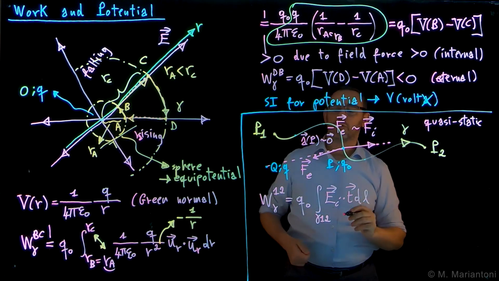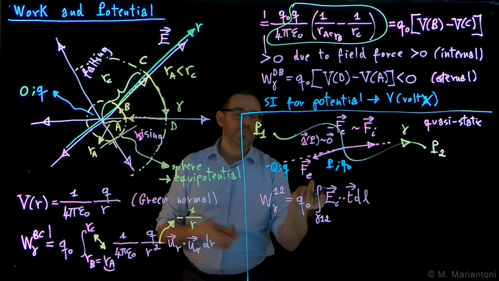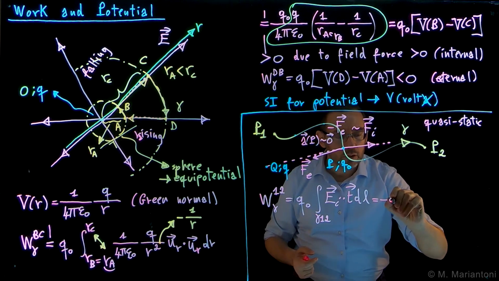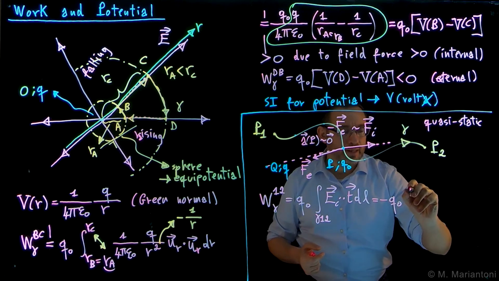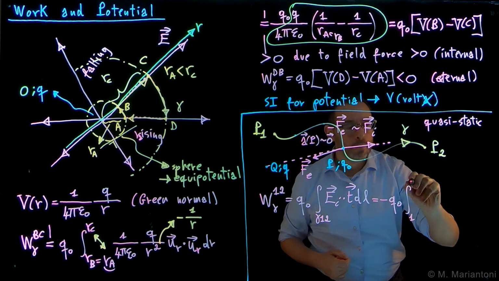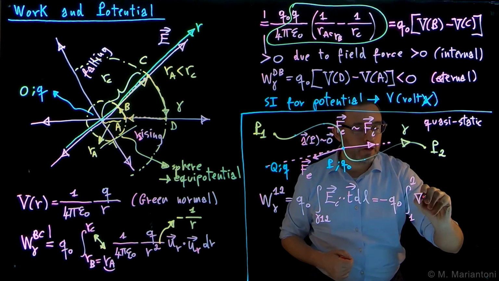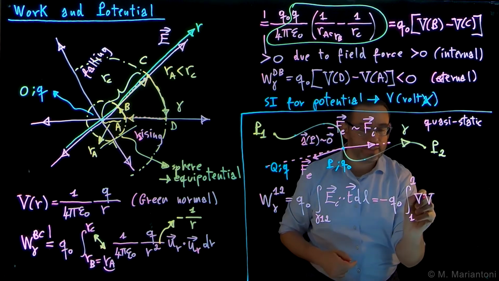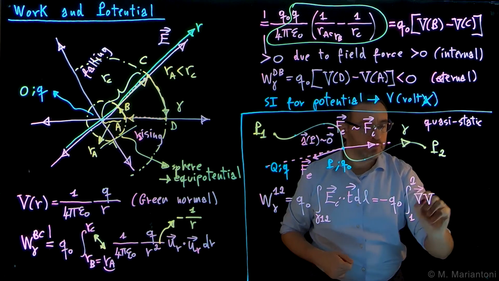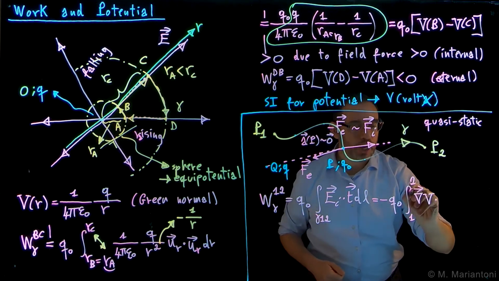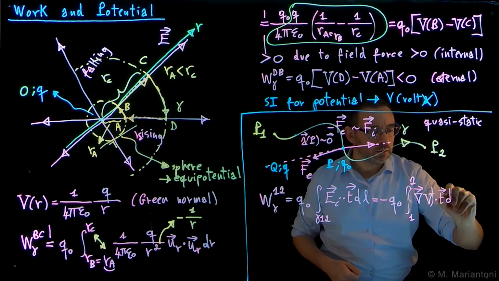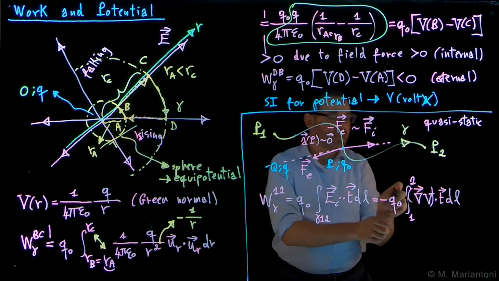This is the work we need to perform. Now we know that the electrostatic field is a conservative field, therefore this can be rewritten as minus Q naught, the integral from 1 to 2 of the gradient of V, the electrostatic potential. Minus the gradient of V is E. This is a vector. I need to dot this vector with T dL, which means I need to project it along T dL.